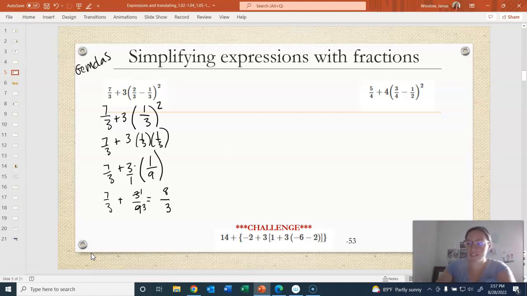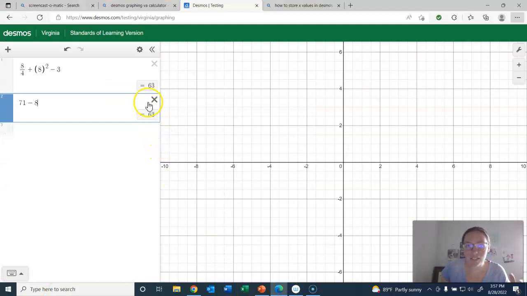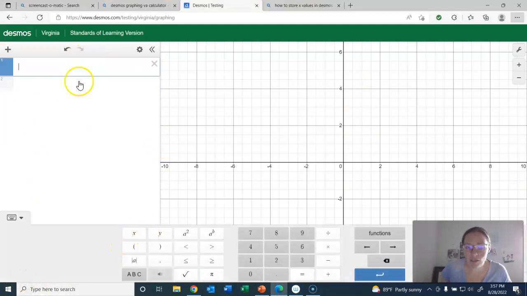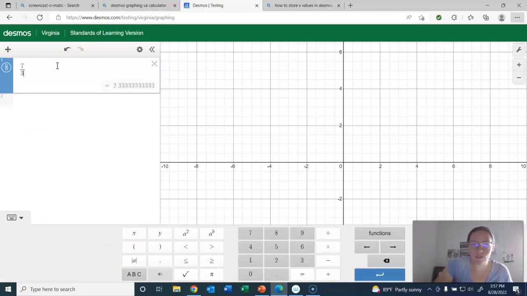Now I want to show you in the Desmos calculator. Let me jot this down really fast. The thing about the calculator, it's great, right? You can check your work, but you want to make sure you're entering things in carefully. So I'll close this. Remember, you have your scientific calculator here at the bottom you can pop open. So we'll just do 7 divided by 3. My cursor is stuck in the bottom, so I'm going to hit the arrow over. If I did not hit the arrow over, watch what happens. See, it stays stuck in the bottom.